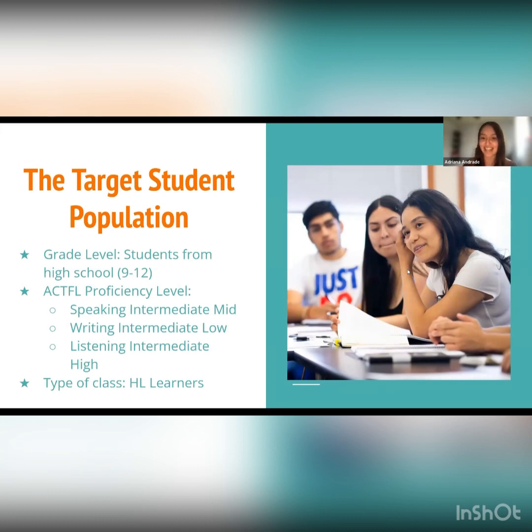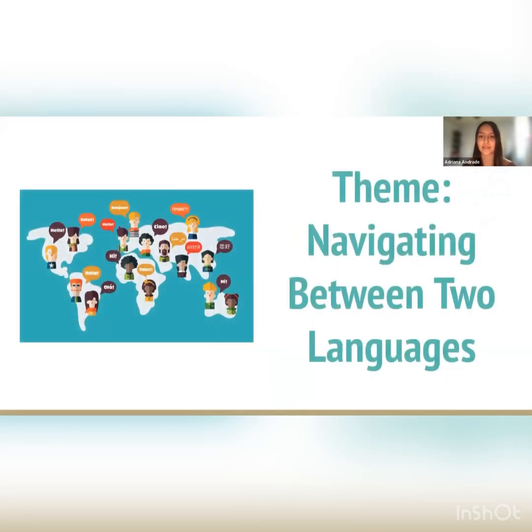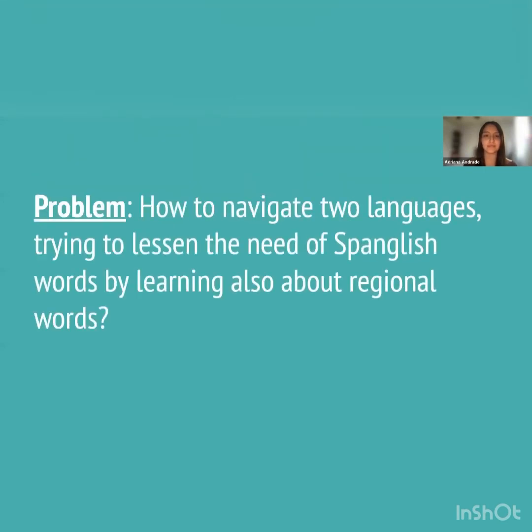Because most HL learners have a period in which they feel as though they are living in two different worlds, that is what we are going to focus on. So one of the main themes of our presentation is navigating between two languages. Our main issue is how can we traverse two languages while attempting to reduce the need for Spanglish words by becoming more familiar with regional words.